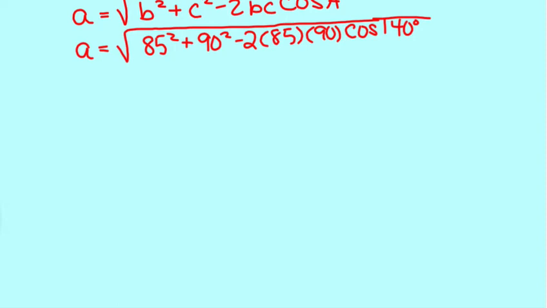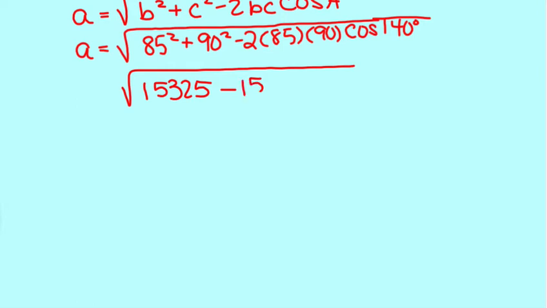So 85 squared plus 90 squared. We'll just take care of that first. And we get 15,325. And then 2 times 85 times 90 is 15,300. And we're timesing it by the cosine of 140 degrees. Be very careful when you simplify the next step. Put in 15,325 minus 15,300 times the cosine of 140 degrees.